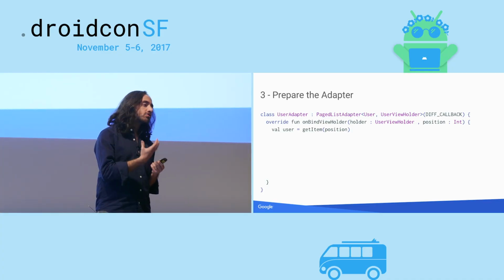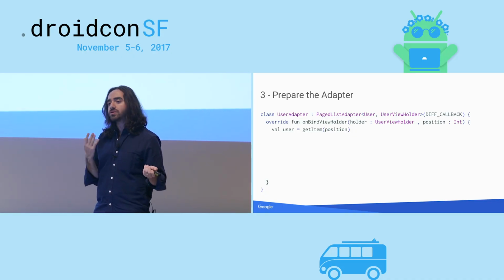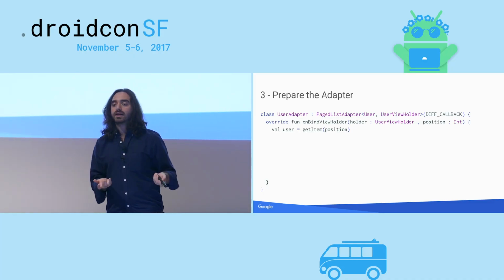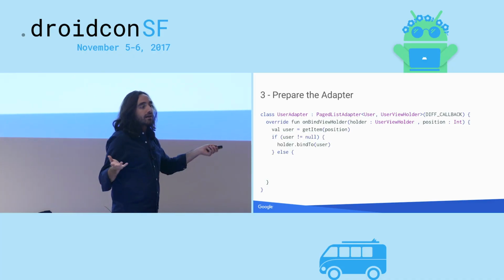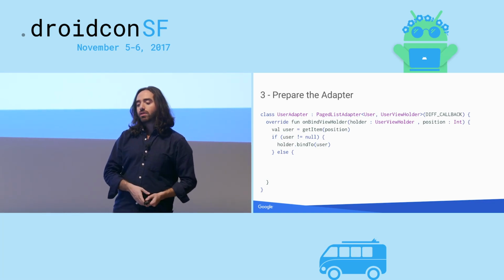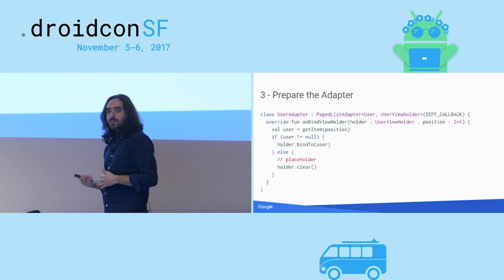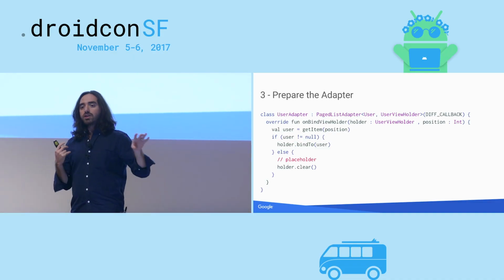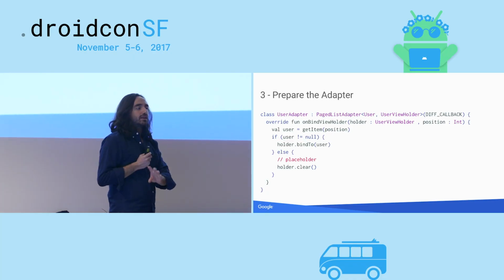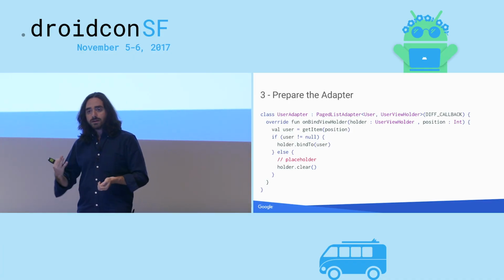Now here it depends on your UI. If, while defining your pages, you ask it to have placeholders, the item might be null. But if you define it to have no placeholders, this item will never be null. In this case, we have the placeholder use case. We say, okay, if the user is not null, bind it to the view holder. If it is null, move the view holder to this placeholder state. The beautiful thing about using PagedList is you don't really care when that item will be loaded. If you ever hit this null case, you know that PagedList is trying to bring that item into memory as soon as possible.